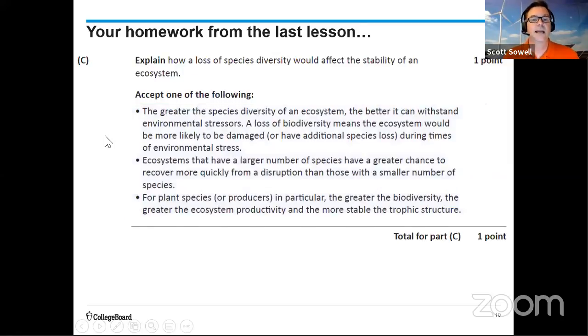But in this case, we're looking for explaining how a loss of diversity would affect the stability. So you could say something like, the greater the species diversity, the better it can withstand stressors. And you could also say ecosystems that have a larger number of species have a greater chance to recover more quickly from a disruption. So the conversation we had the other day about disruptions and disturbances, how ecosystems respond to that is related to species biodiversity. And then finally, if you look just at the plant species themselves, the greater the biodiversity there, the greater the productivity for that whole ecosystem. Remember, we talked the other day about NPP, net primary productivity, being the battery that drives the rest of the trophic levels above it and supports the whole food web. So that would give you a more stable trophic structure as well.